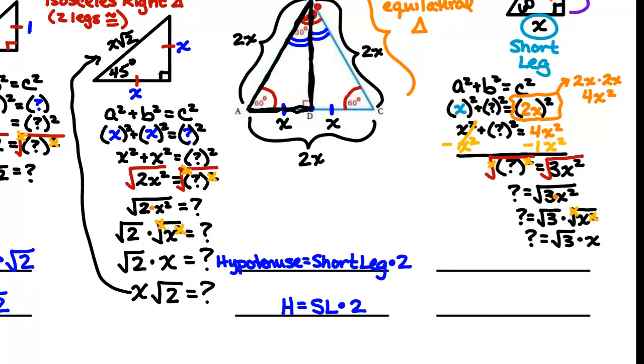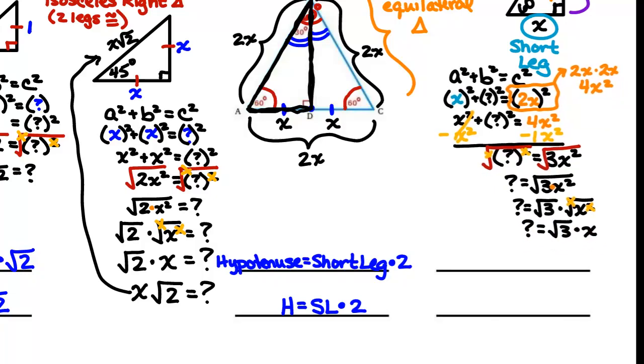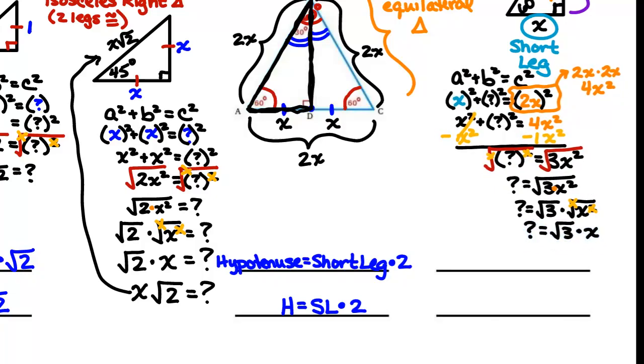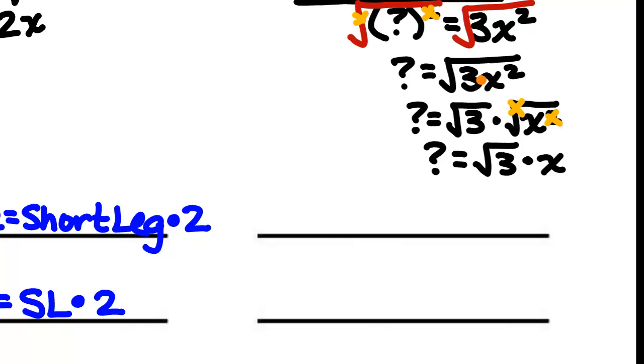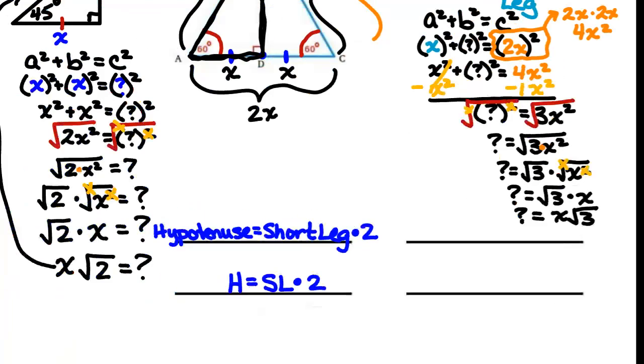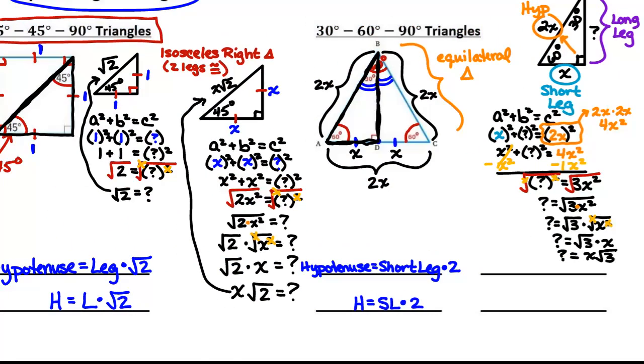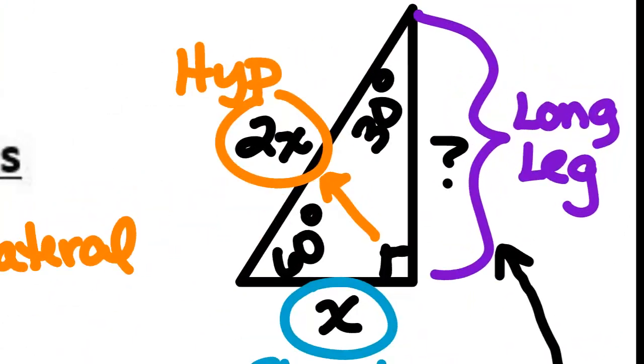Normally, we write this with the part under the radical coming second. So my question mark then would be equal to x square root of 3. That is the length of my long leg. This piece up here. X square root of 3.